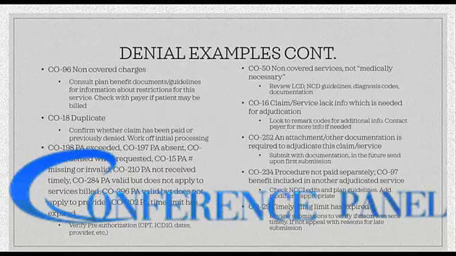Additional denial examples: CO96, a non-covered charge. We need to consult the plan benefit documents and make sure that there are no restrictions for this service. We can also contact the payer and see if there are any restrictions, and then we also need to ask if the patient can be billed for this. When you see a CO on the denial reason, that means contractual obligations, but it doesn't always mean you can't bill the patient. I have a ton of denials for pre-authorization.